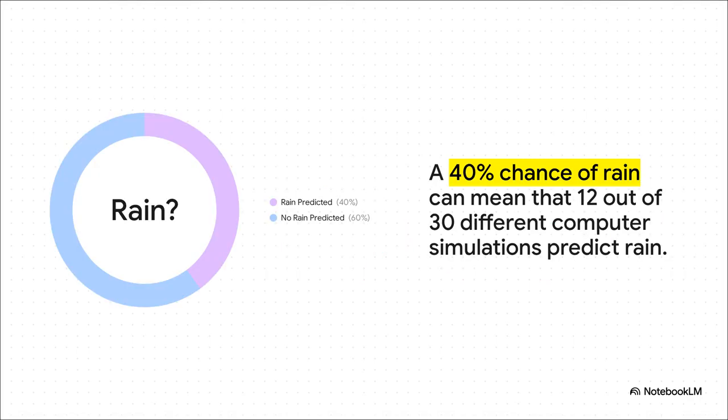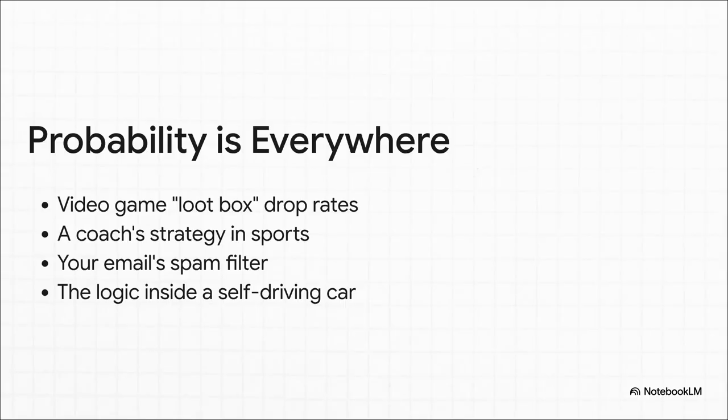How about the 40% chance of rain on your weather app? That is pure probability in action. What it can mean is that historically, when we've had these exact atmospheric conditions, it rained 40% of the time. Or, like this chart shows, it could mean that meteorologists ran 30 different computer models, and in 12 of those simulations, rain was predicted for your area. Honestly, once you start looking, you see it everywhere.